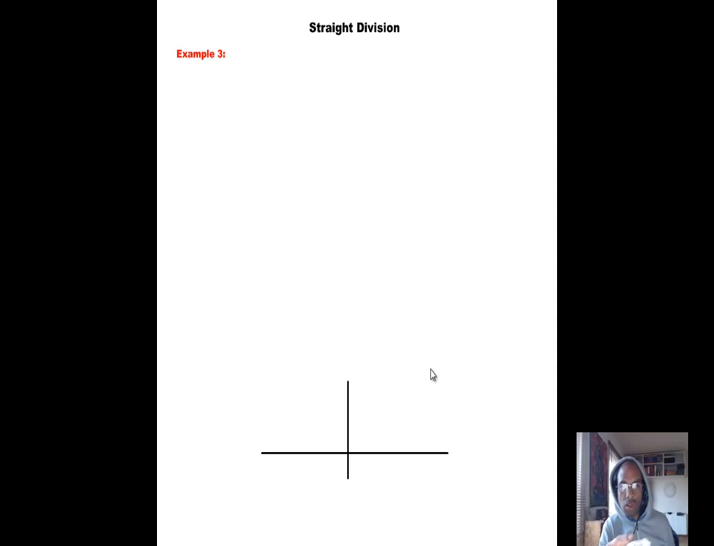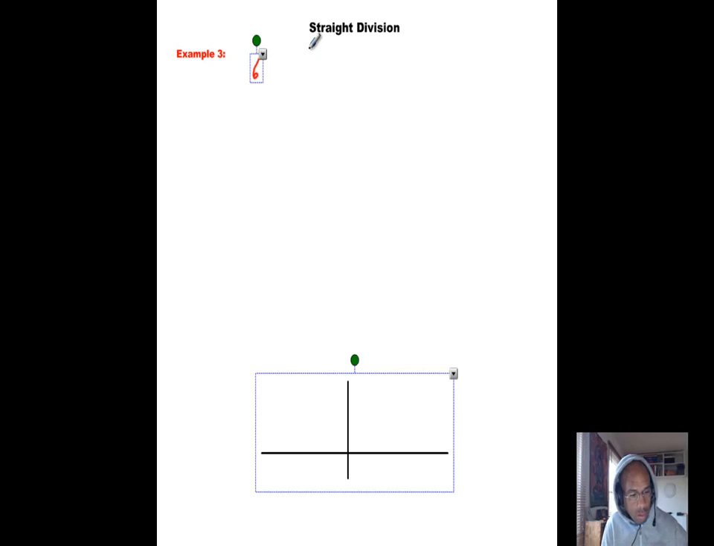We're doing straight division, example number 3. A little bit harder now. It's getting a little bit trickier. Example 3. Imagine we've got, this time, let's just do that. Sorry about this. Let's just do that in the black color.